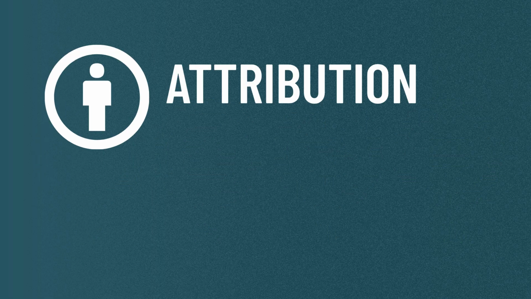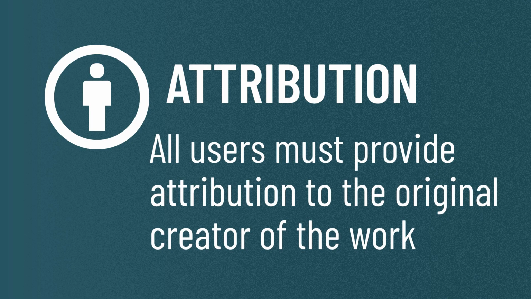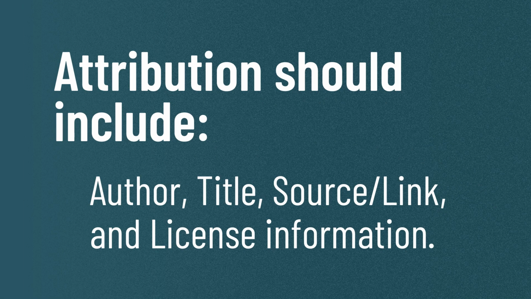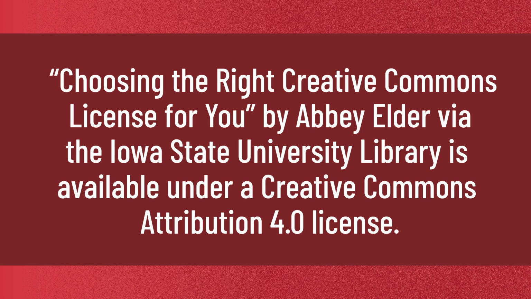This element requires that any downstream user, whether they're sharing your work, adapting it, or combining it with their own content, needs to provide you with the attribution for your work. This credit line should include your name, a link to your original work, and the license information you chose. Here's an example. Choosing the Right Creative Commons License for You by Abby Elder via the Iowa State University Library is available under a Creative Commons Attribution 4.0 license.